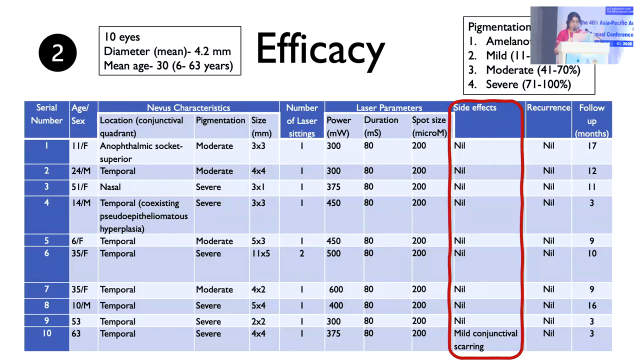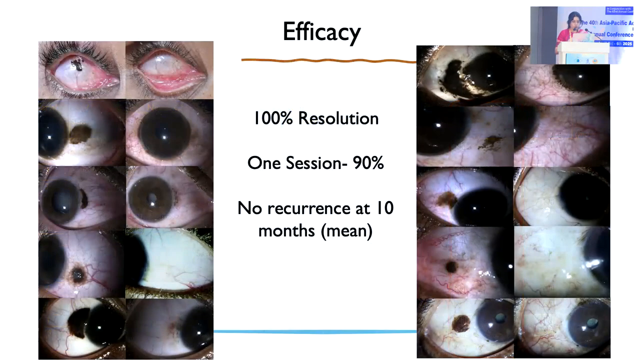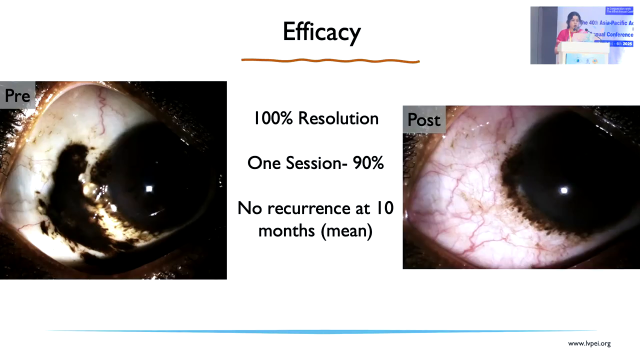Apart from one particular patient where there was mild conjunctival scarring, I will come to this patient, there was no other side effect seen in any of the patients. There was no recurrence seen at 10 months follow-up. Only in this one particular case, 2 sessions of laser were planned because the lesion was more than 10 millimeter in the greatest dimension. Apart from that, all the other 9 patients, 1 session sufficed to remove the nevus completely.